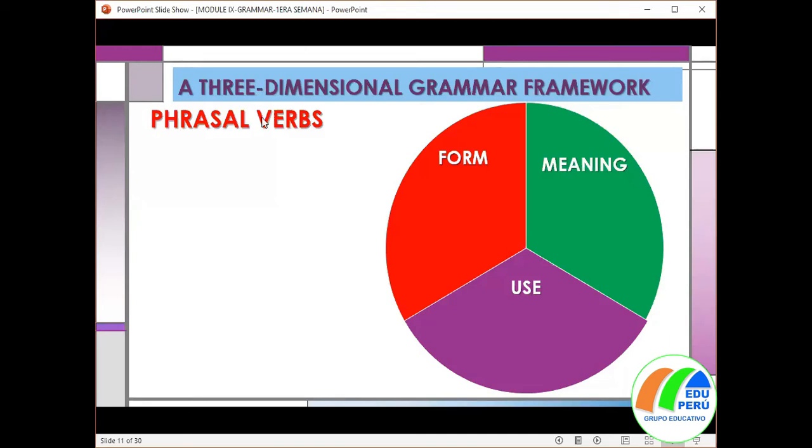All right, so let's talk about the phrasal verbs. The form. Can you tell me what is the form of a phrasal verb? What is the form of a phrasal verb?